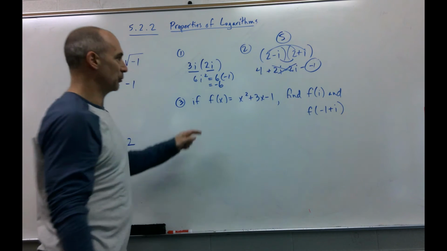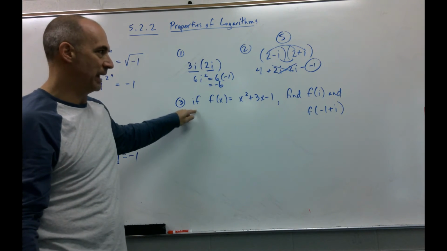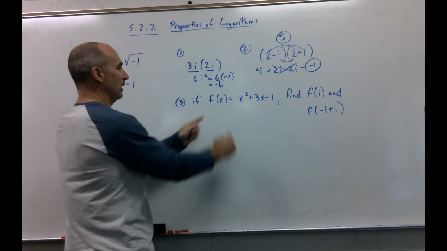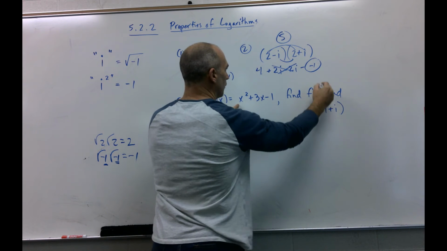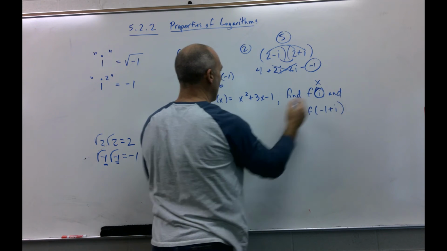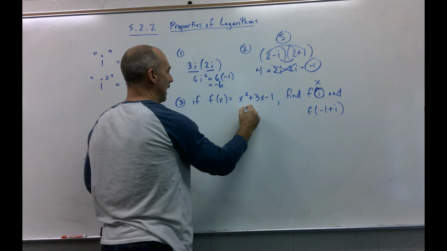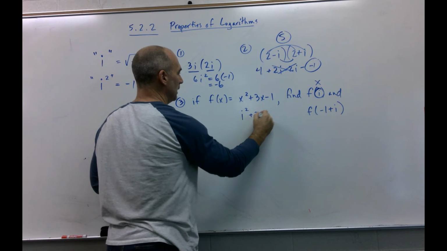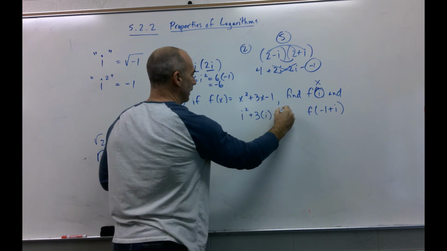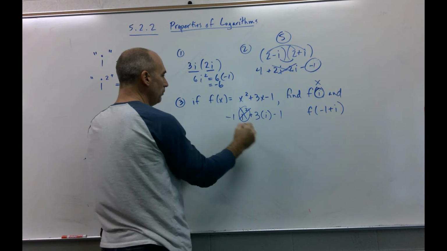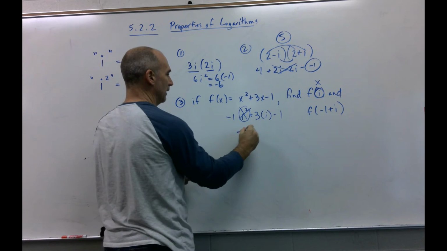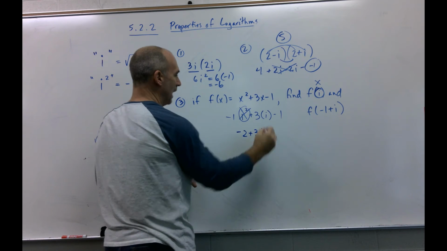Now we're going to really put it into practice. This is the language you guys are used to. If f of x equals this, find f of i. In other words, wherever x shows up, throw an i in there. So I get i squared plus 3i minus 1. Well, i squared is -1. -1 minus 1 is -2 plus 3i.